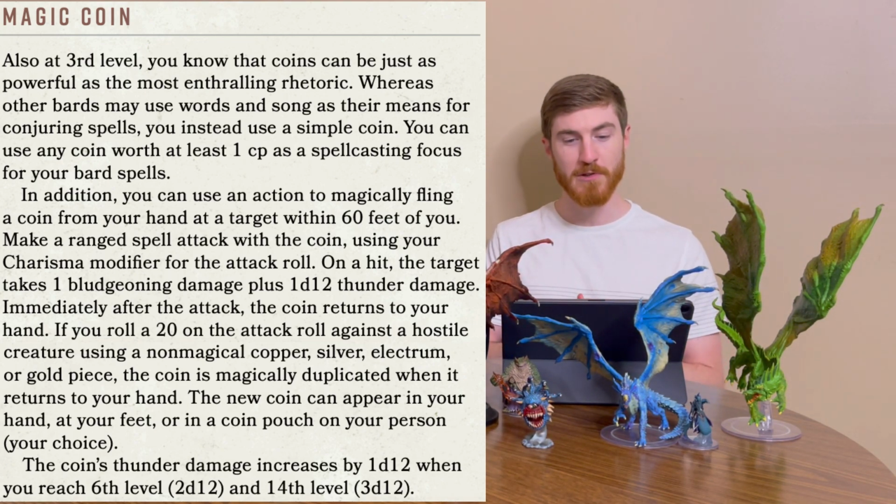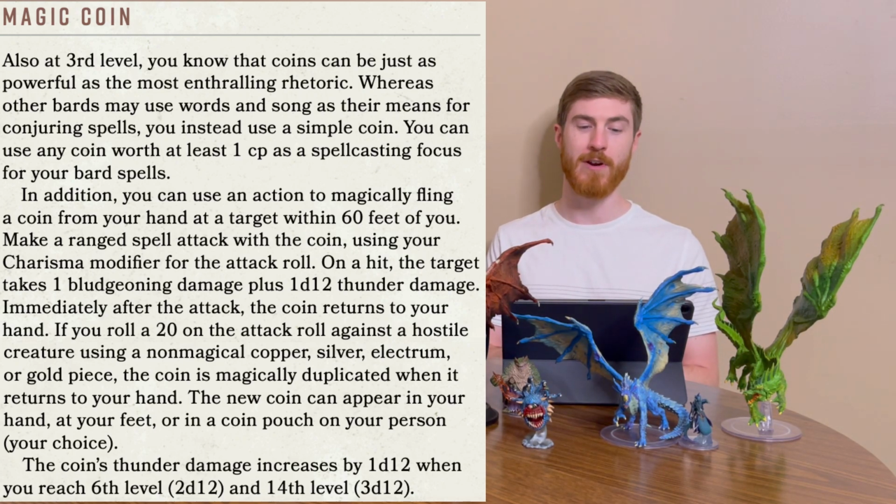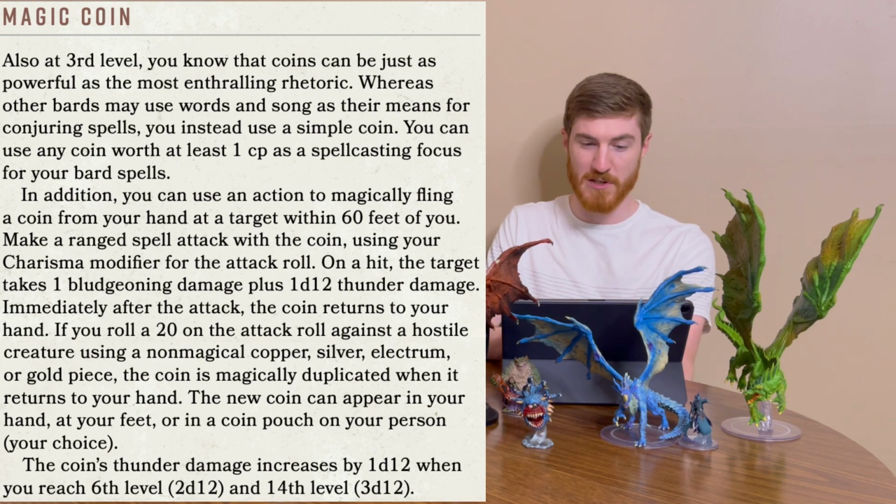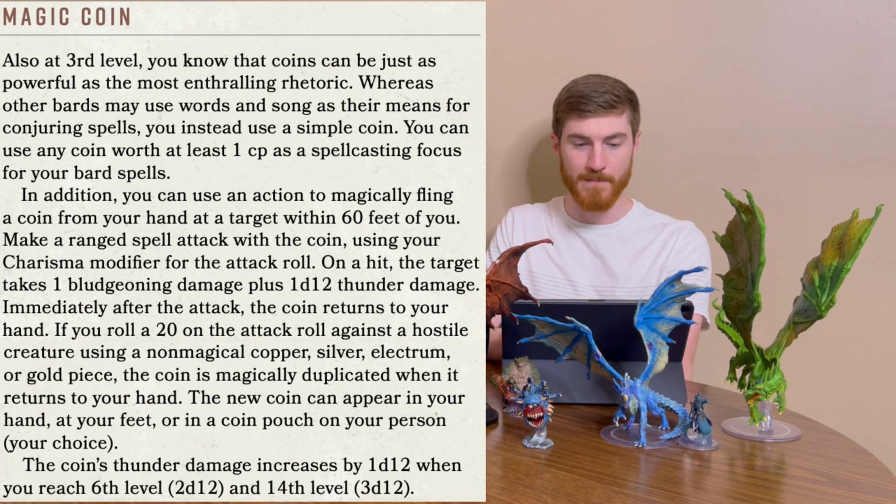In addition, you can use an action to magically fling a coin from your hand at a target within 60 feet of you. Make a ranged spell attack with the coin using your charisma modifier for the attack roll. On a hit, the target takes 1 bludgeoning damage plus 1d12 thunder damage. Immediately after the attack, the coin returns to your hand.